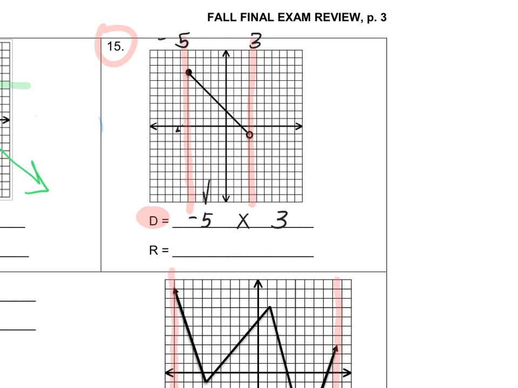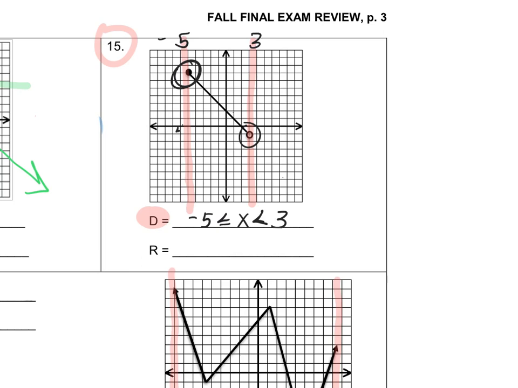Whenever you're setting up these inequalities, you're going to want to put the lower number on the left and the higher number on the right. So I look here, this is a closed circle, so I'm going to underline it, and this is an open circle, so I just leave it without underlining, so it's less than. When I read this, I read it as negative 5 is less than or equal to x, which is less than 3.